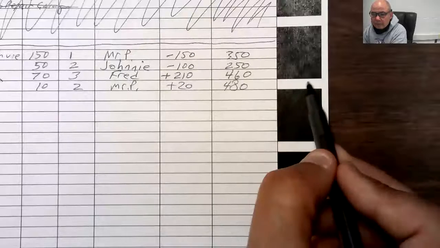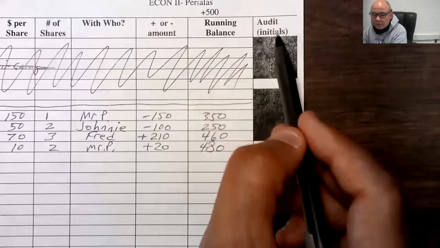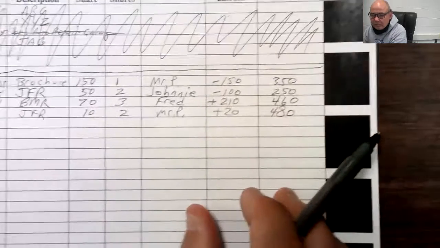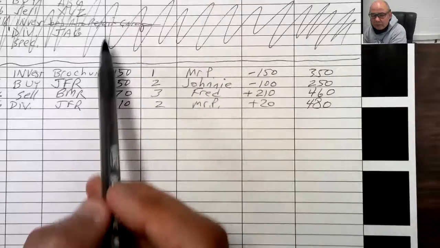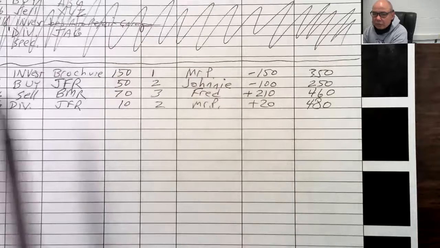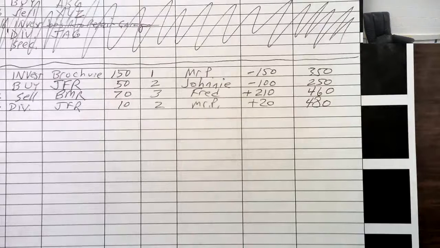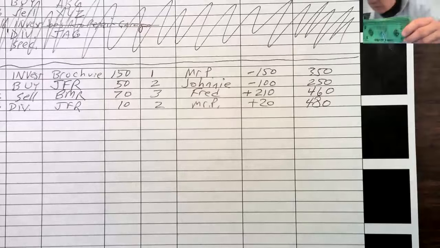Now notice we now come up to our 5th transaction. In the 5th transaction, you have to get the audit initials. You have to choose a classmate of some sort, and they're going to quickly double check your math. Did your math work? And then they're going to count your cash, your Roscoe bucks. Let me go ahead and grab you some Roscoe bucks. Everybody's going to have 500 Roscoe bucks. There you see 500 Roscoe bucks. Everybody's going to have some Roscoe bucks.